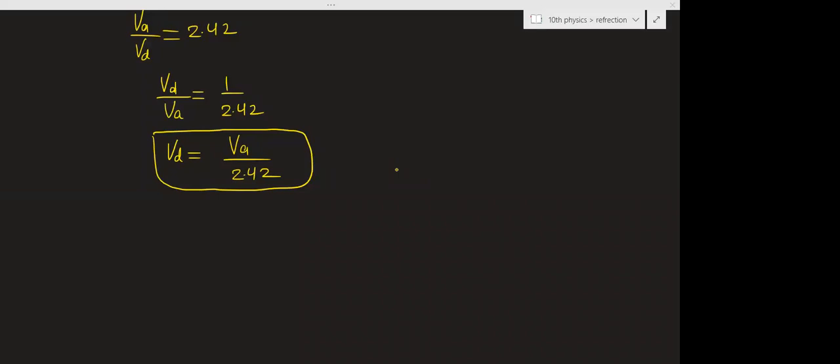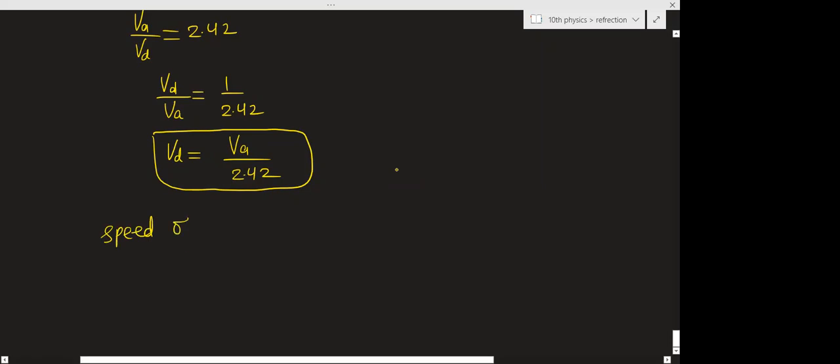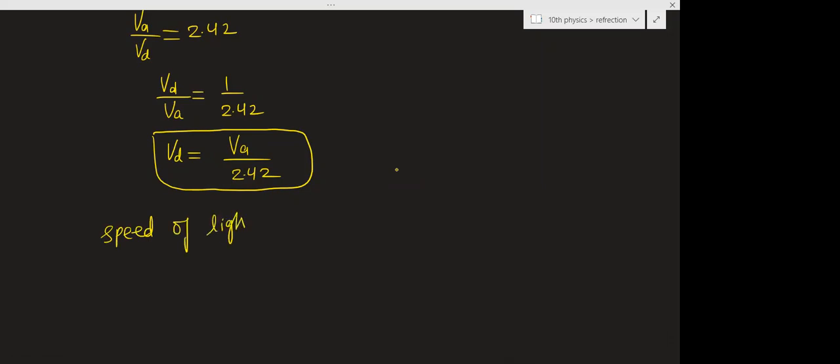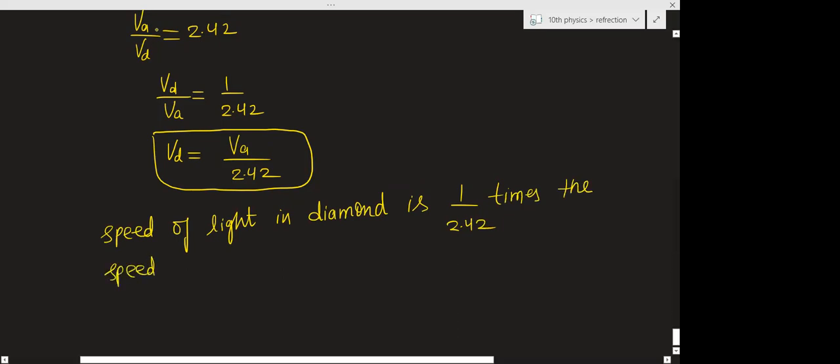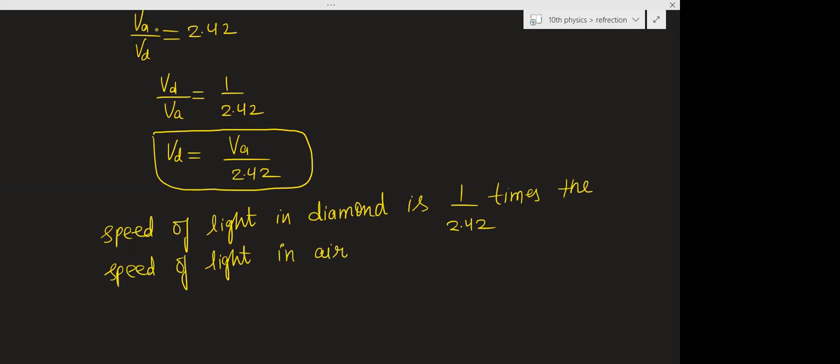So you will write: speed of light in diamond is 1 upon 2.42 times the speed of light in air. In this way you will write. So I have proved that.